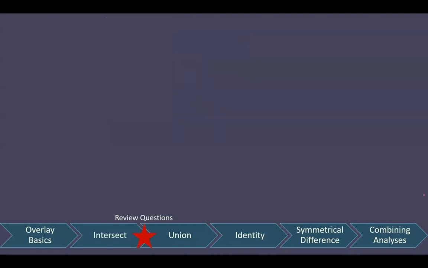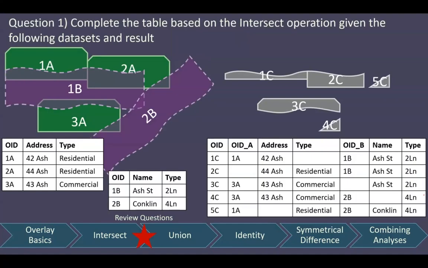So let's go ahead and quickly do a review question for the type of question you're going to come across on a quiz or an exam relative to Intersect. So in this case, we have: complete the table based on the Intersect operation given the following data sets and the results. So basically a fill in the blank type question. So I would encourage you to pause the video, take a look at the question, and then think through what the answer would be.